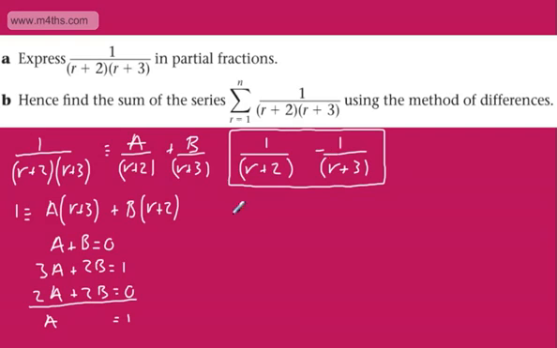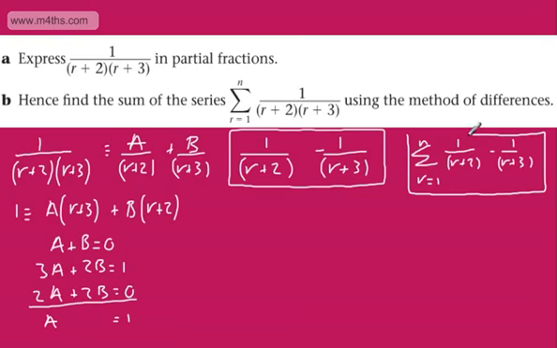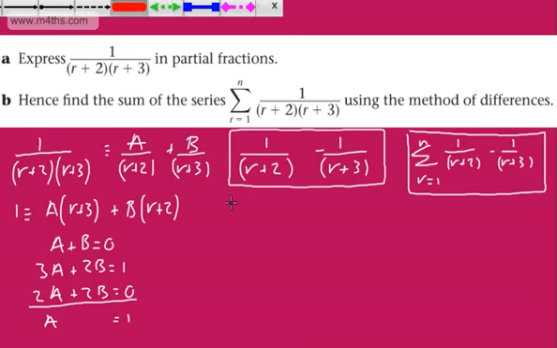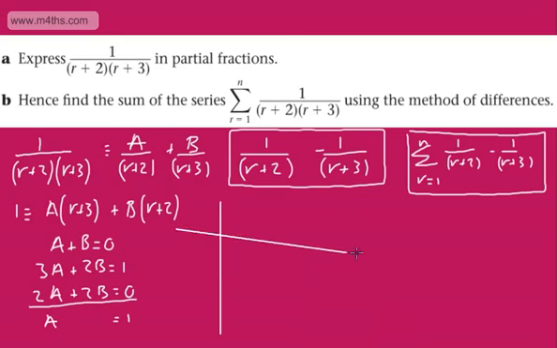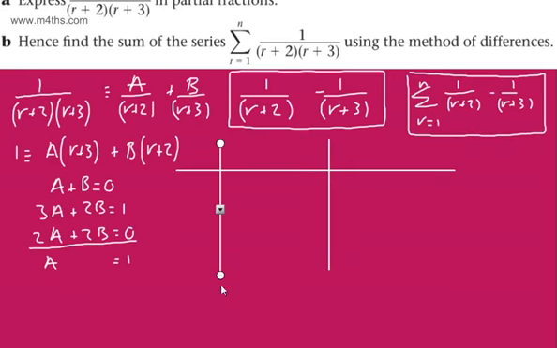What we want to do then is sum this from r equals 1 to n. So what we're looking at now is the sum of 1 over r plus 2 minus 1 over r plus 3. So what I'll do is start with r equal to 1. I like to just build up a little table. In fact, we're going to need to extend this because I think I'm going to go a bit further down. Okay, so if we now look, what we're going to have is the following.